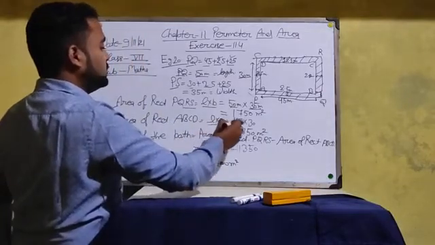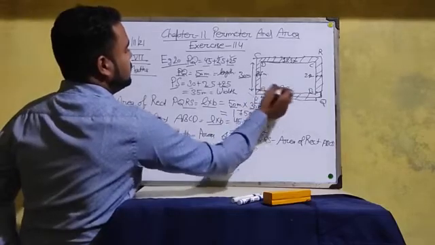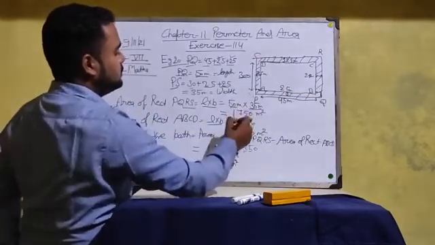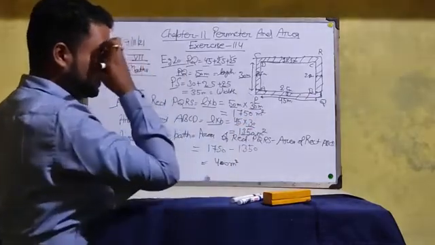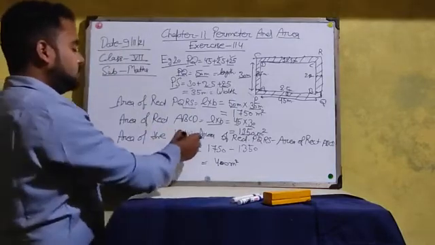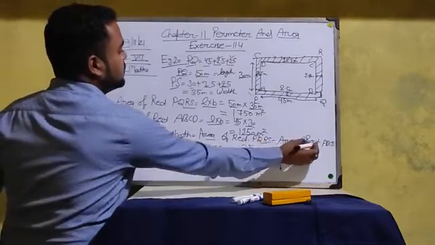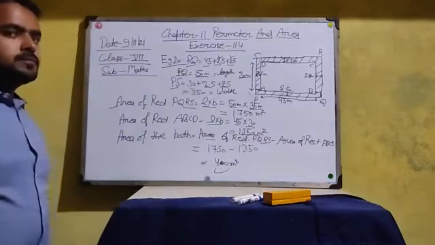Now we find the area covered by the inner boundary, that is the area of rectangle ABCD, which is equal to L into B, where length is AB and width is AD. So 45 into 30, which is equal to 1350 meter square. So the area of the path equals the area of rectangle PQRS minus the area of rectangle ABCD, which is equal to 400 meter square.